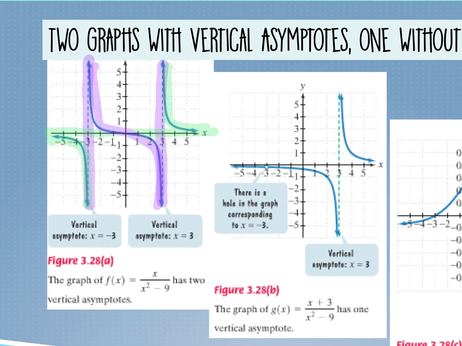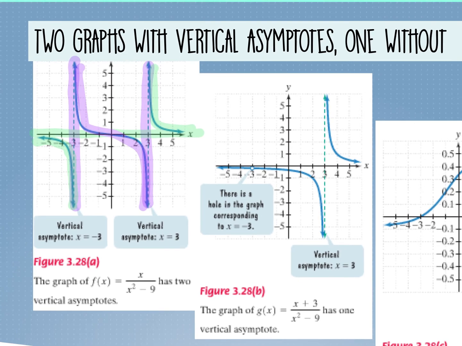Those green lines aren't touching though, right? The green, no. So horizontal can and vertical cannot. Correct. Vertical is literally undefined. Horizontal is like a guide.